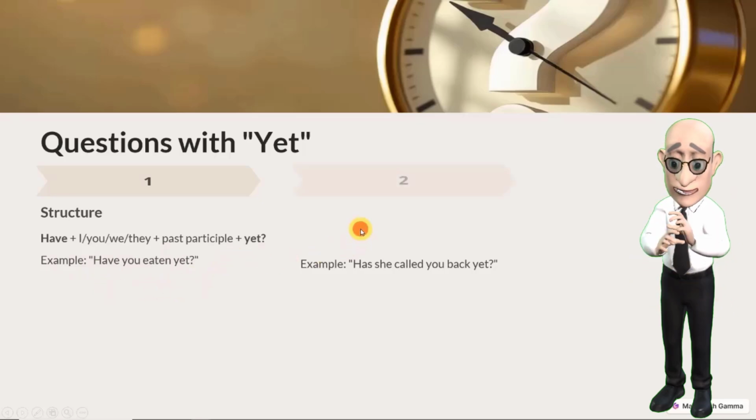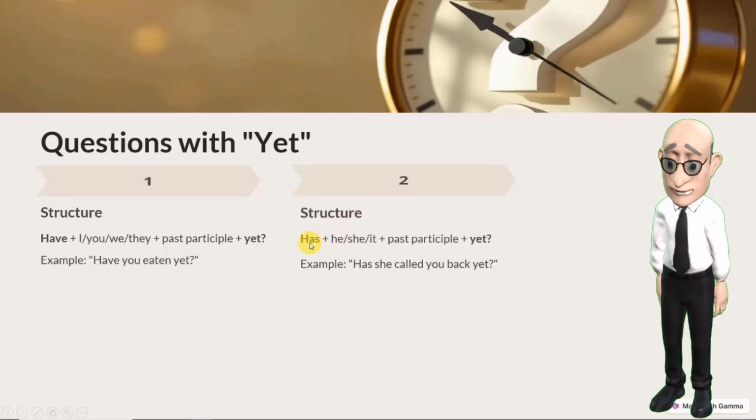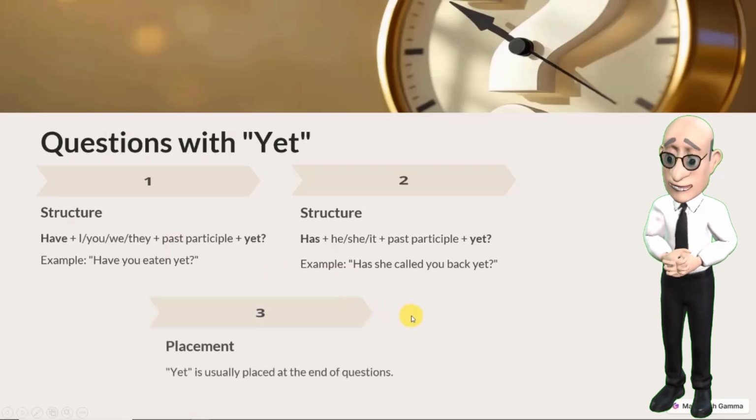And of course, the other one, the structure is has, he, she, it, plus the past participle, plus yet. Has she called you back yet? Has she done her homework yet? Righto, guys. As you can see again, he, she, it sticks together and it's got has, and I, you, we, they is with have. I have, you have, we have, they have, he has, she has, it has. Righto, guys. And now of course, the placement.